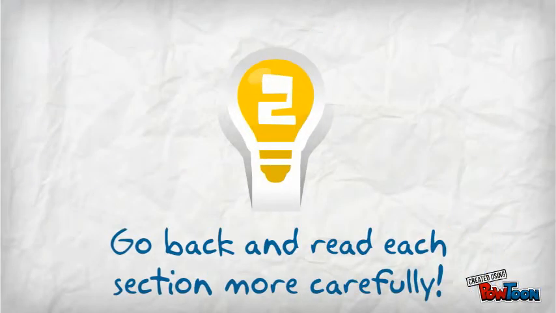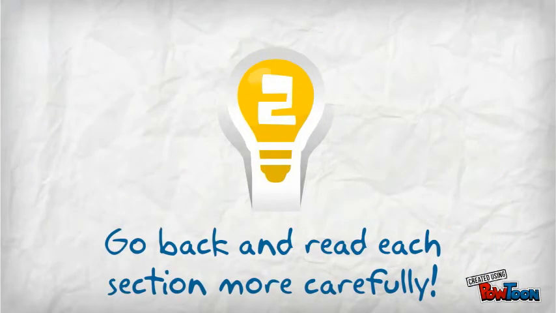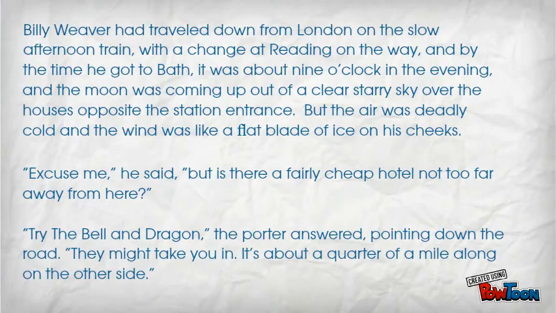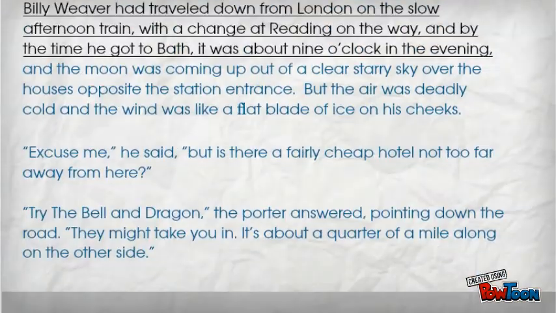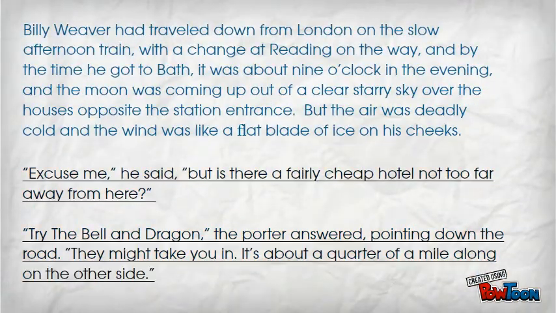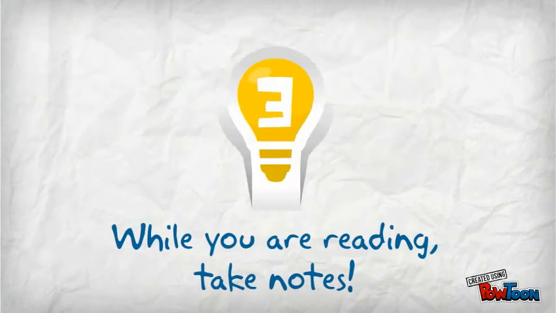After you skim through the text once, you should go back and read each section more carefully. That means that we're going to take this huge chunk of writing and break it up into smaller pieces, like this. While you're reading through the text more carefully, you should have a notebook or some scrap paper next to you so that you can take notes about what you read.